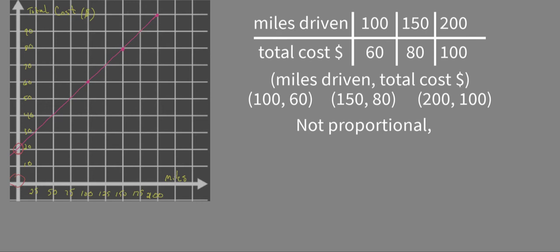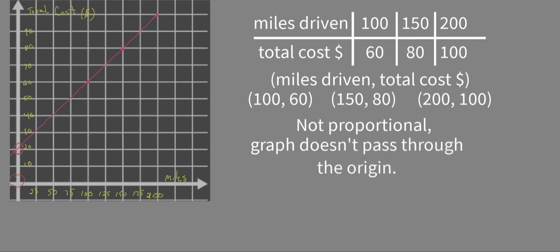And as a reasoning, you could say the graph doesn't pass through the origin. Now, essentially what this means is that if you drive 0 miles, it still costs around $20 to rent the moving van. So there's some type of flat fee of $20 or around $20. Since we haven't verified it, we're just graphing. And that's what makes it not proportional.